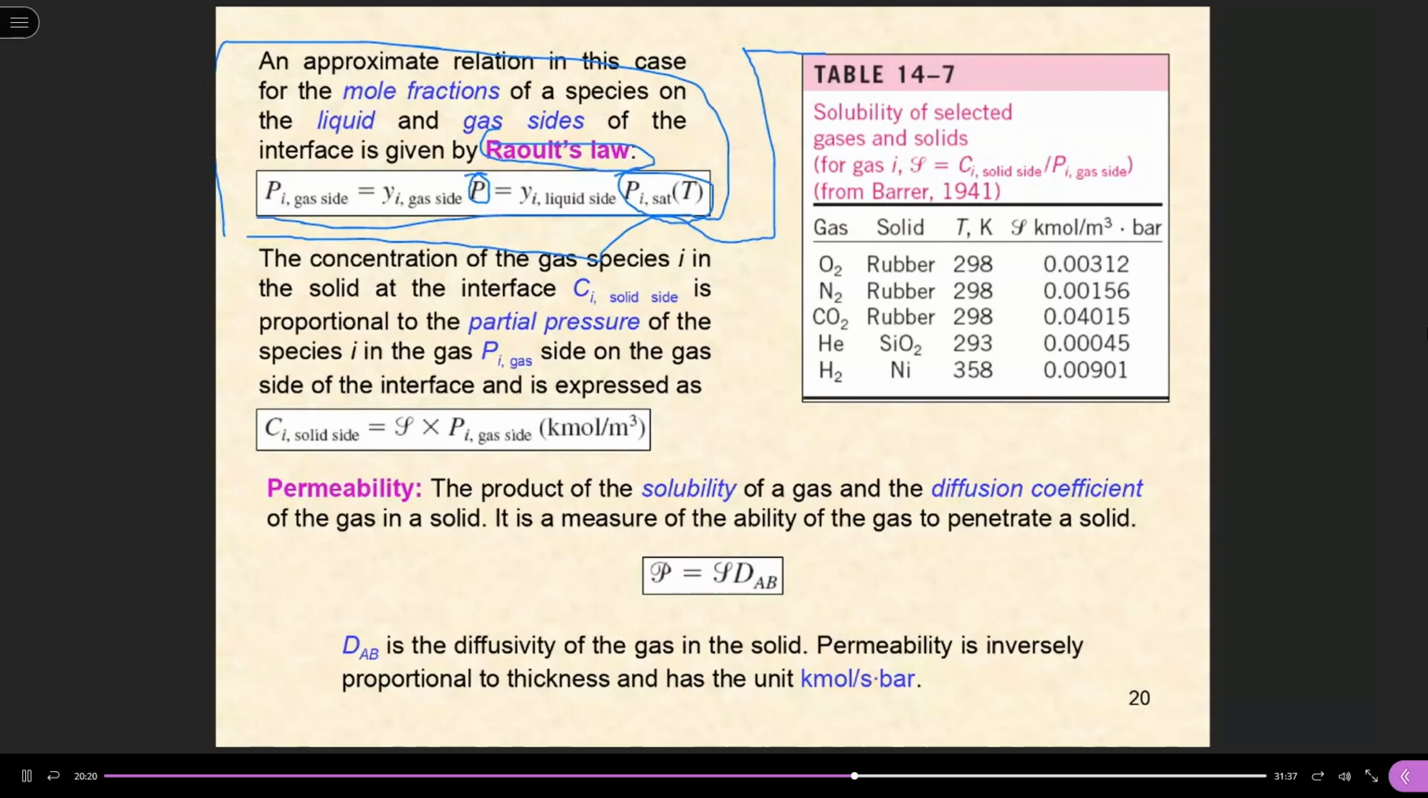Now the next part here is about the gas concentration and the solid surface. For solid, somehow we don't use Henry's constant, and we define so-called solubility. And here this S is a Greek letter S. Greek letter, they write it this way. They put S here, that's how it looks. And this is the pressure on the gas side.